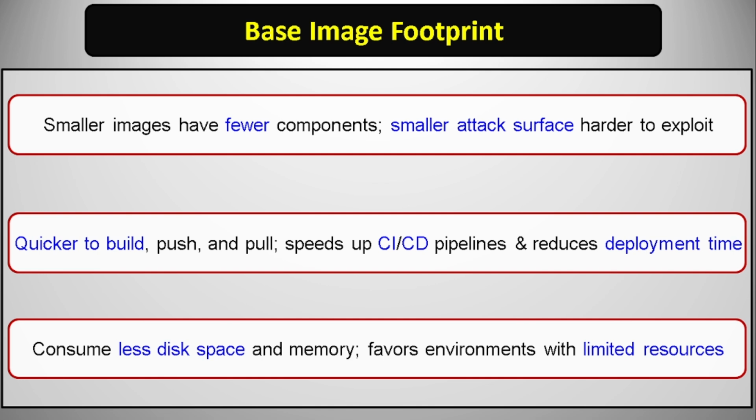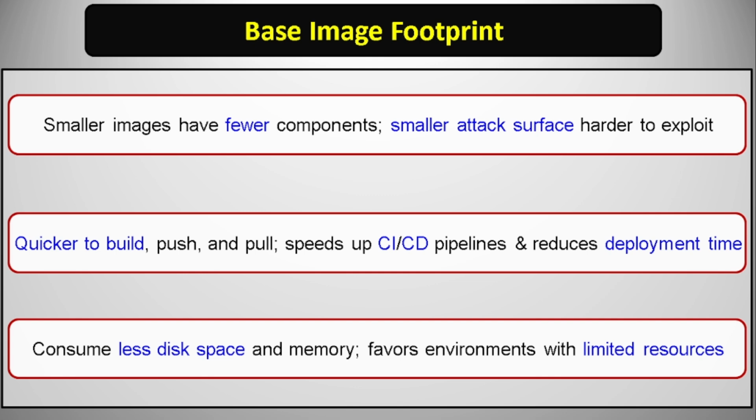The second is faster build and deployment. Smaller images are quicker to build, push and pull. This speeds up your CI/CD pipeline and reduces the deployment time frame. The third is reduced resource usage. Smaller images consume less disk space and memory. This is especially important in environments with limited resources like a Kubernetes cluster. In short, minimizing the base image footprint makes your container safer, faster, and more efficient.